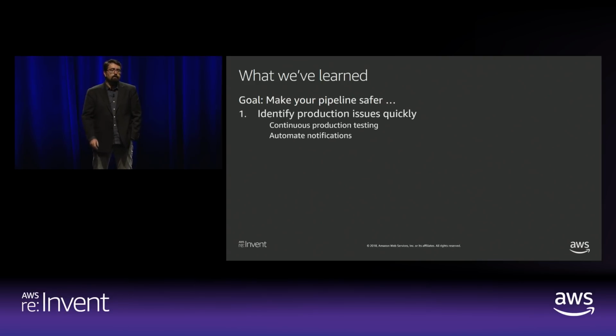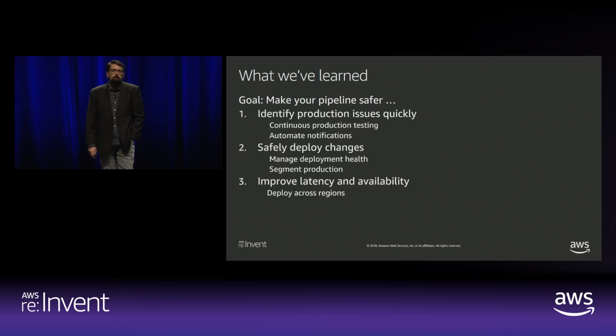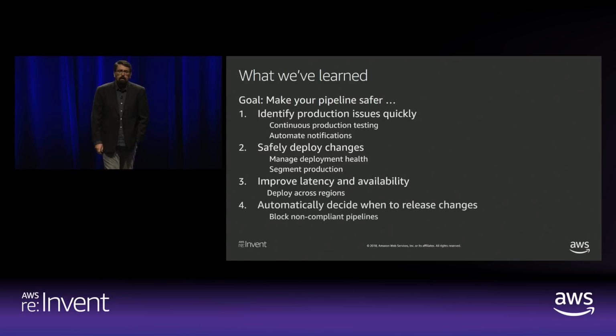We want to be able to do continuous production testing and automate the notifications so that we're getting feedback to our developers and our teams in the event that things have failed. We want to deploy changes in a managed way. So we want to deploy based on the health of our systems. We want to segment our environments to limit the amount of potential risk that we have when we actually get things out to production. And we want to improve latency and availability of our applications. So we want to be able to provide deployments to multiple regions. And then we want to automatically decide when to release changes.